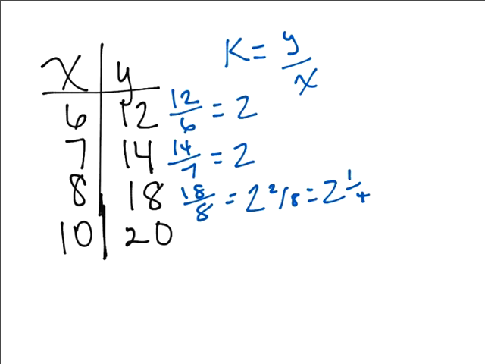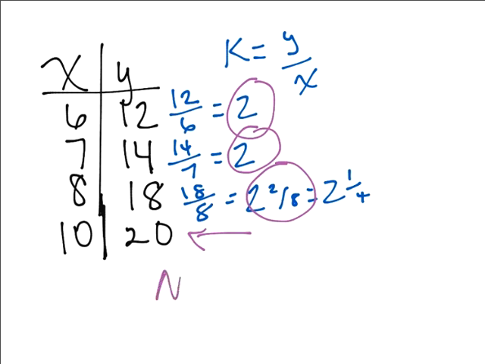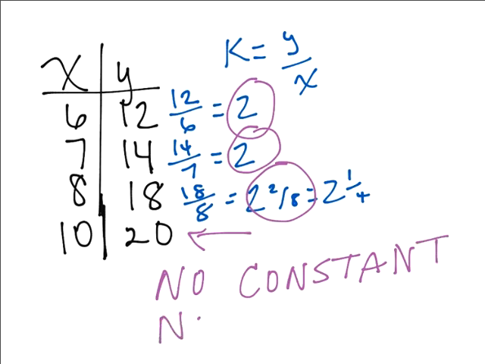Now, once we get a different answer right here, we can actually stop. Once these are no longer exactly the same, then our work here is done. It doesn't matter if this one works or not. We're looking for a constant, and a constant has to be the same all the way through. If there's even one little blip of something that's not the same, we're finished. So in this case, there is no constant, and therefore, it is not proportional.